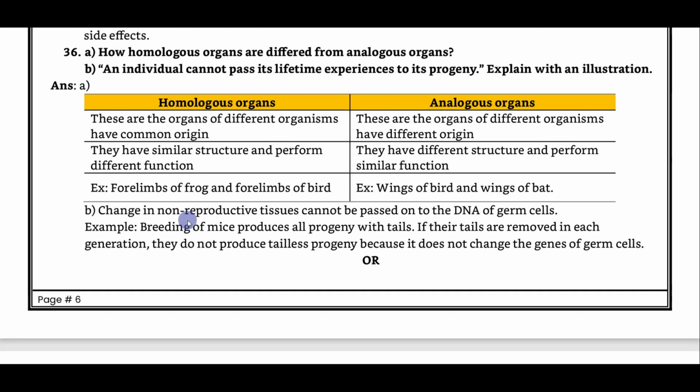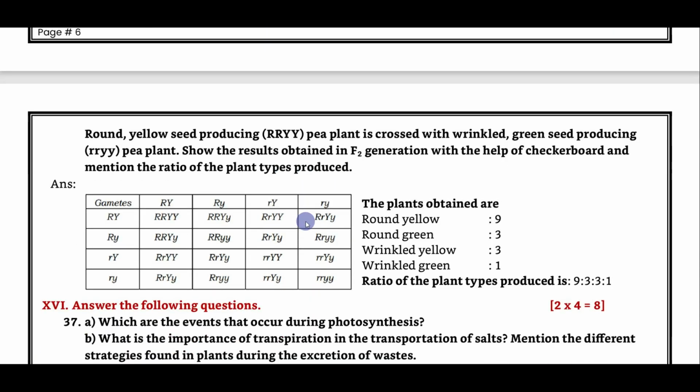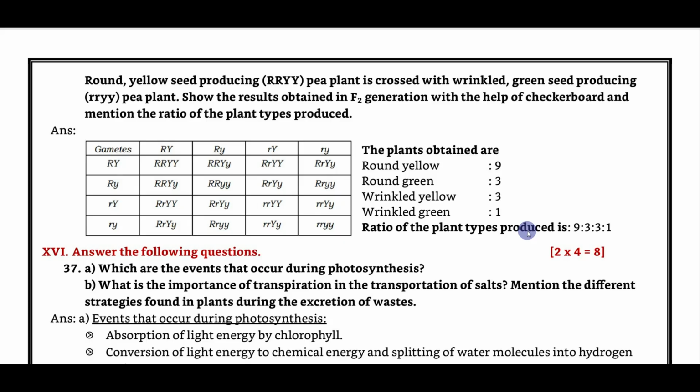Next, change in non-reproductive tissues cannot be passed to the DNA of germ cells. Breeding of mice produces all progeny with tails. If the tails are removed in each generation, they do not produce tailless progeny because it does not change the genes of the germ cells. Next, dihybrid cross experiment. Very important question. The ratio will be 9:3:3:1. It is a cross between two individuals which differ in two traits.